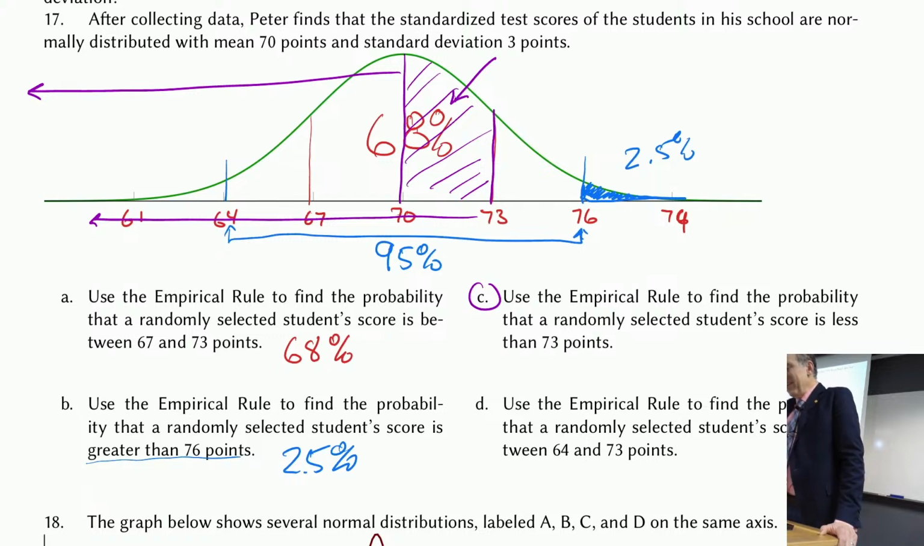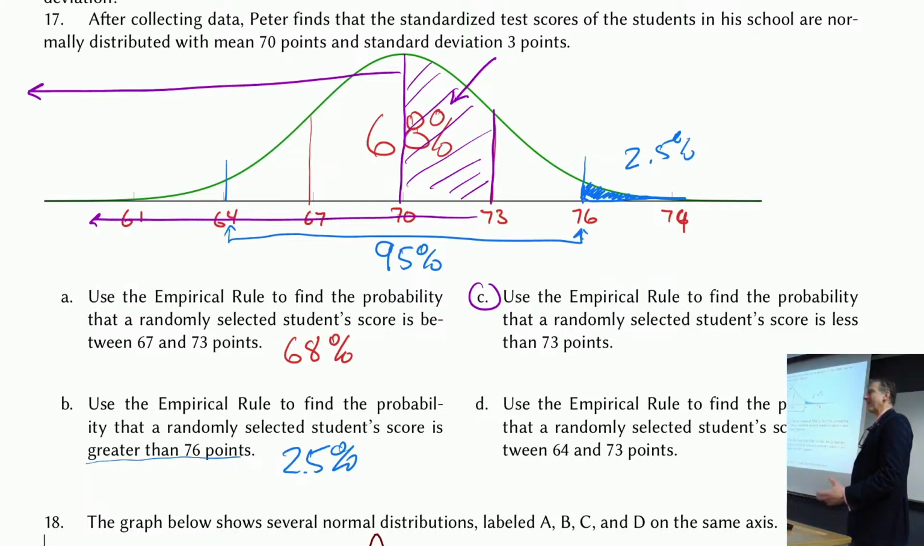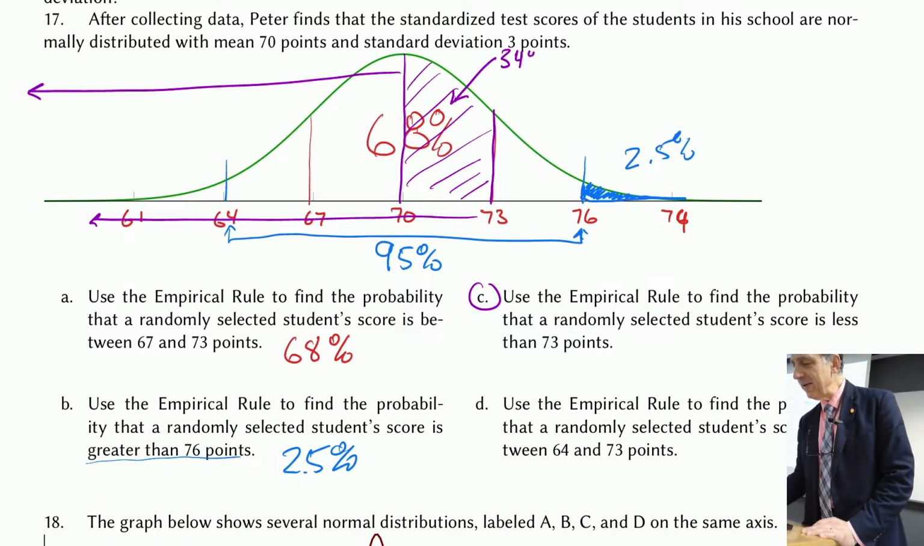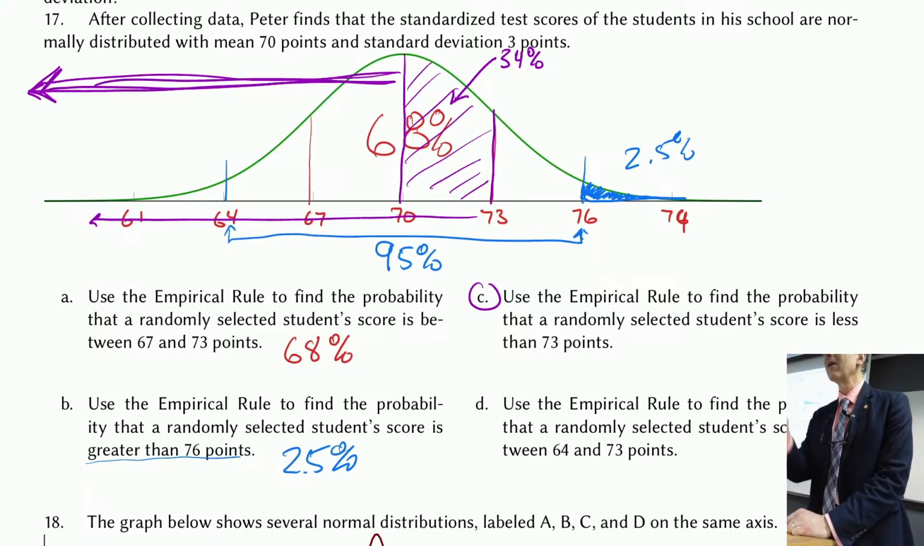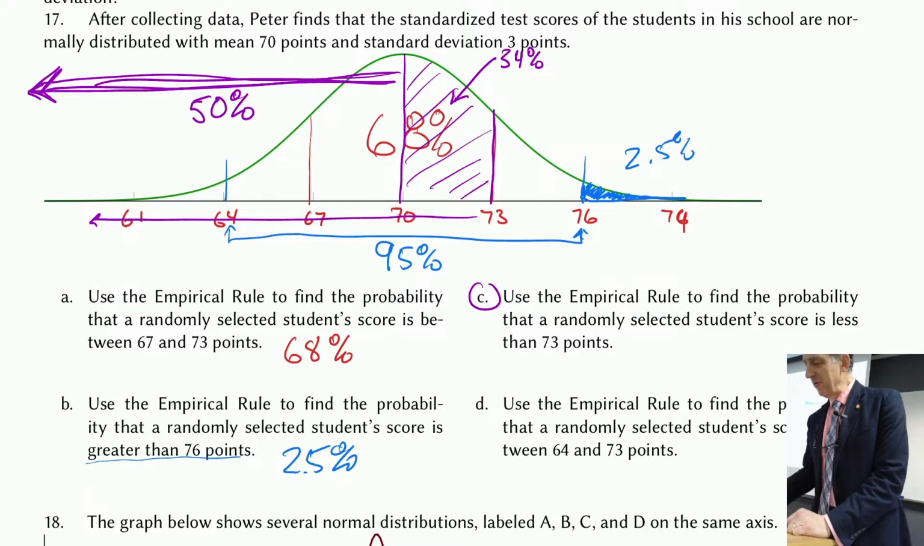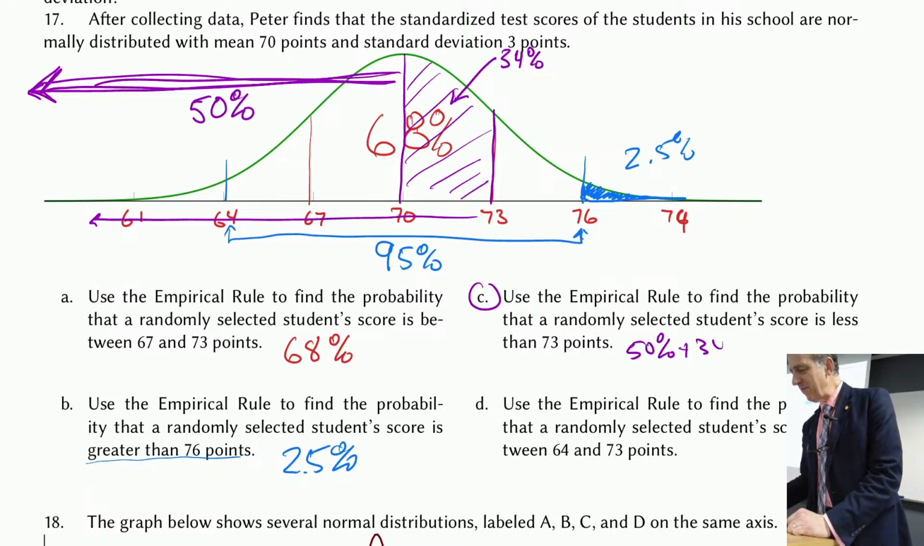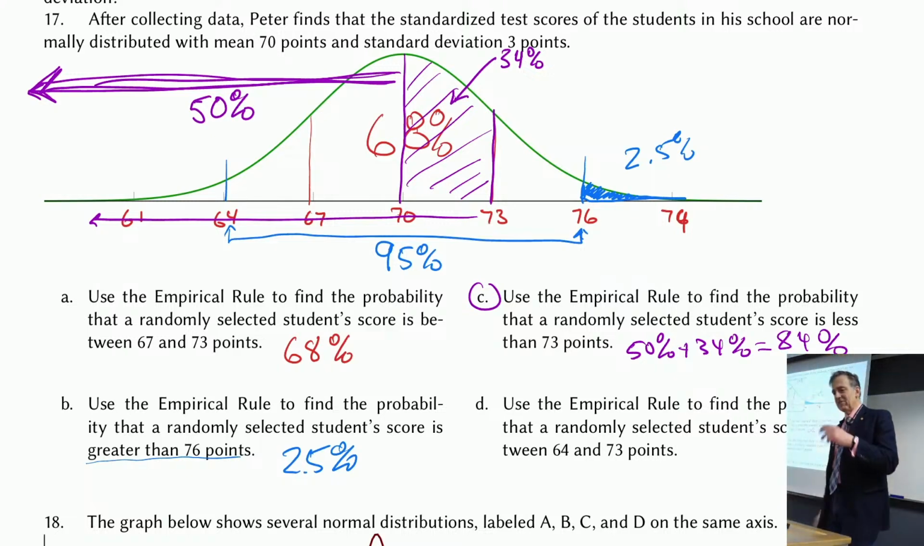Yeah, what do you think, Carson? 34. How did you get 34? Oh, yeah, it's half of 68. Yeah, it's staring you in the face there. 34% goes there. Now, what about the people who are less than the middle? What percentage is going to be over here to the left? Oh, someone said 50. You whispered it, but I heard you. Okay, 50%. So this is going to be 50% plus 34%, which is 84%. Very nice. So there's various ways to do this. Let's do the last one. By the way, if you did this a different way, nothing wrong with it.